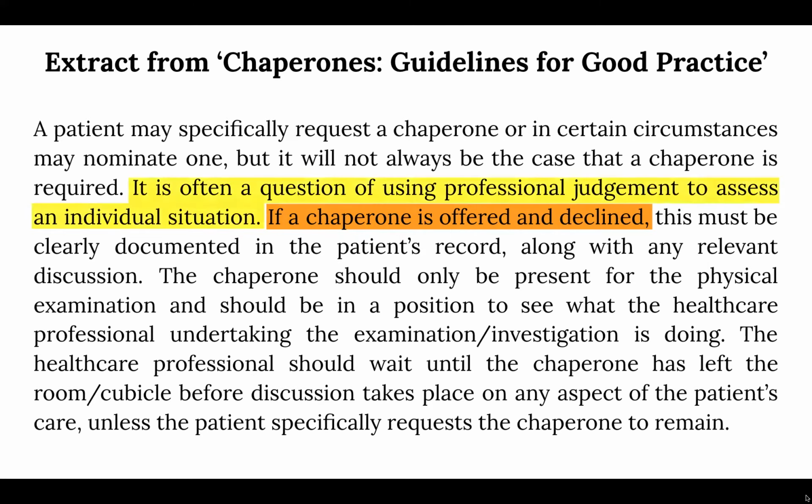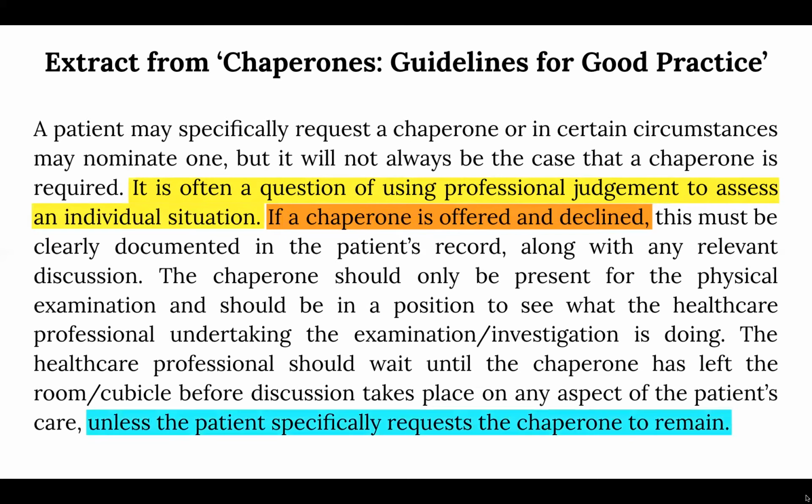Next, we see it is often a question of using professional judgment to assess an individual situation. Now, this is very interesting because it paraphrases option B, which is to evaluate the need for a chaperone on a case-by-case basis. Using professional judgment to assess an individual situation is paraphrasing option B.